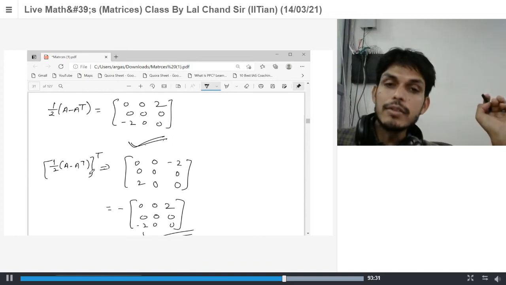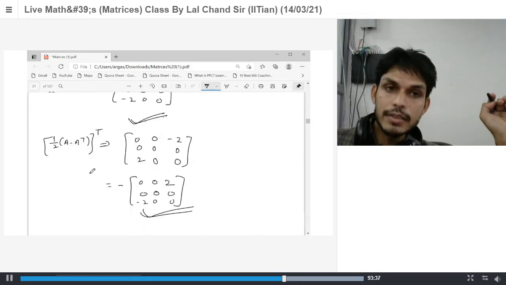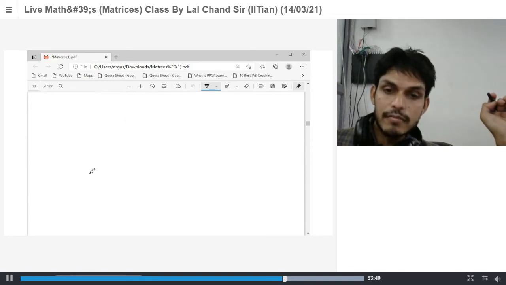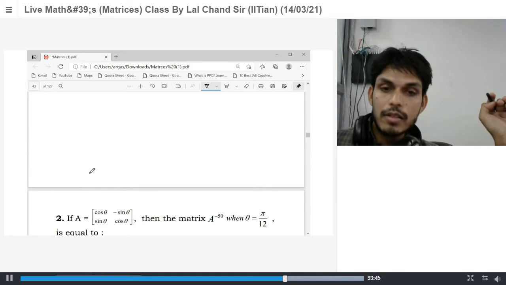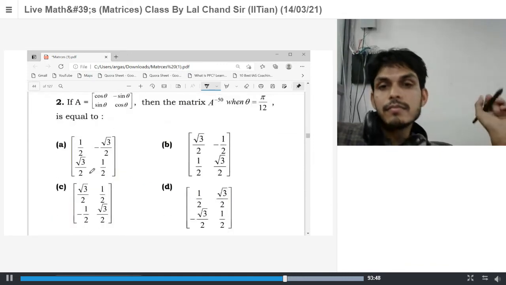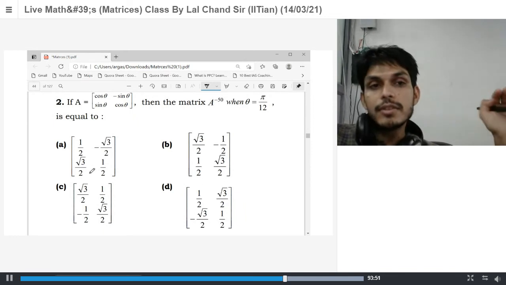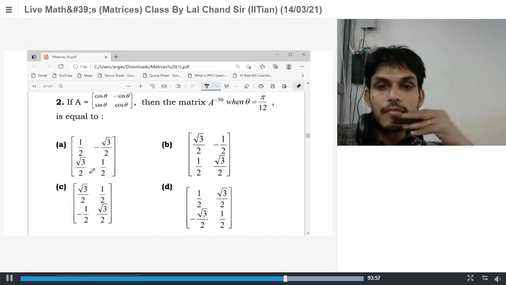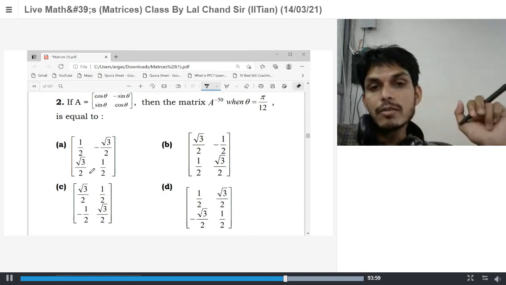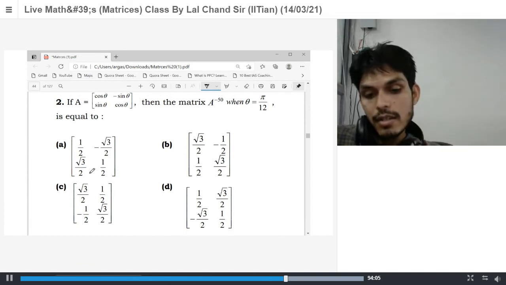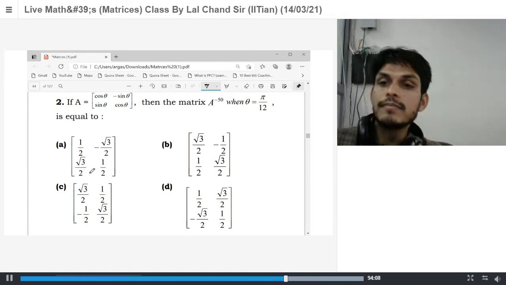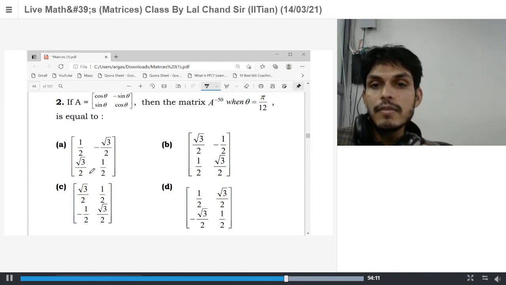Okay, so let us try to solve a few problems of JEE Mains 2019 and 20, asked in the NDA examination. Try to solve this question. These are basically JEE Mains previous year questions. We have a given matrix, that is cos theta, minus sin theta, cos theta, then matrix A inverse minus 50, then find the value.